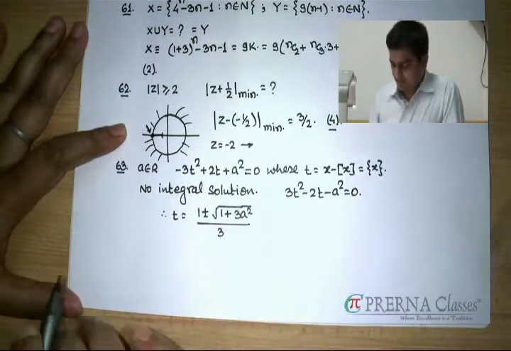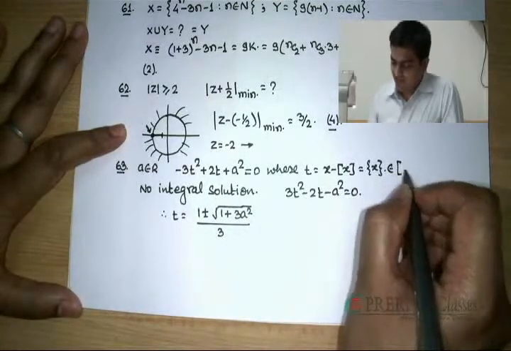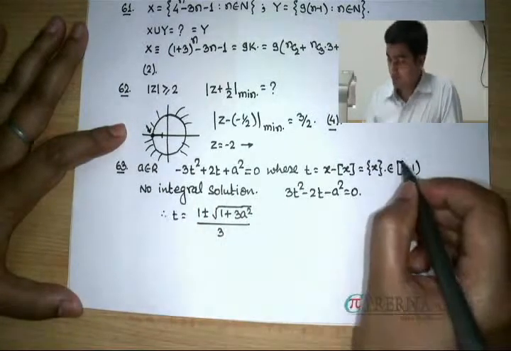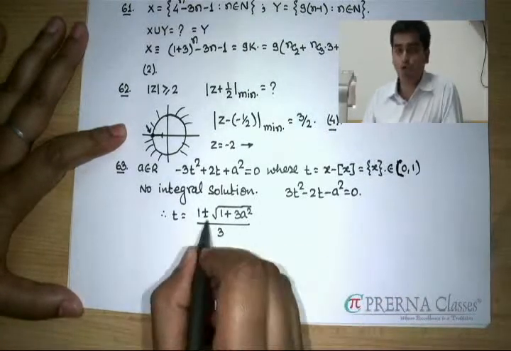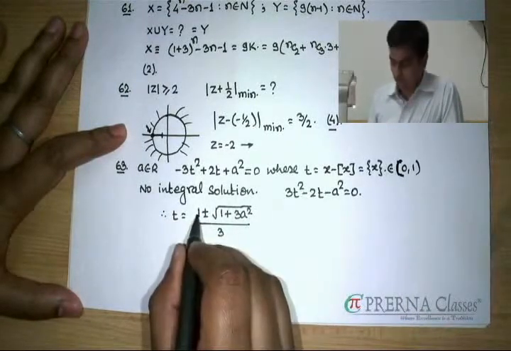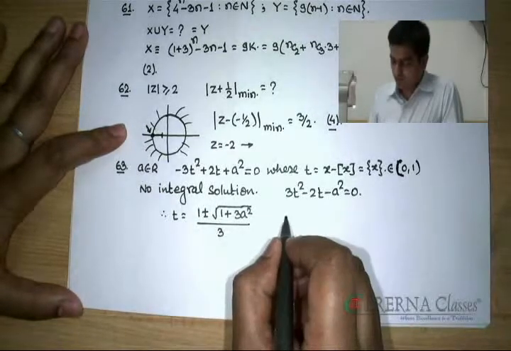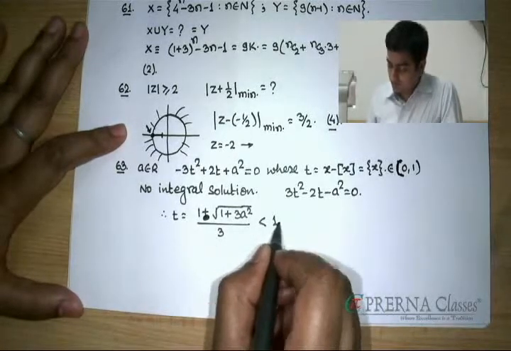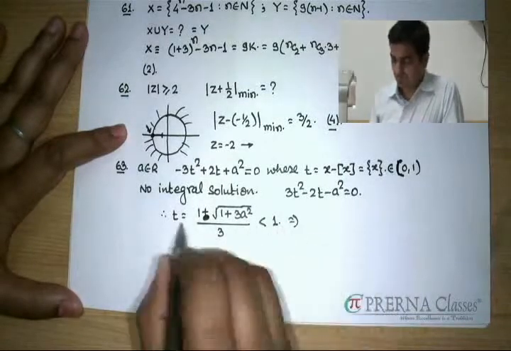Since we are interested in no integral solution of that equation, one thing you can clearly check is that t has to lie in 0 to 1, but more precisely in this particular problem we have to ensure that t should lie in the open interval of 0 to 1. Clearly then we can't take the negative sign at this place, as 1 plus 3a square is more than 1. That is going to be always negative, which is not allowed. So the acceptable value of t would be this only, and for this quantity we just have to ensure that it is less than 1, because this is always possible.